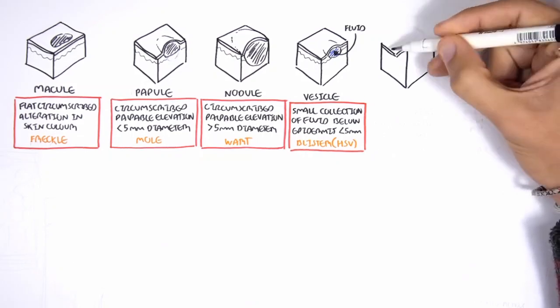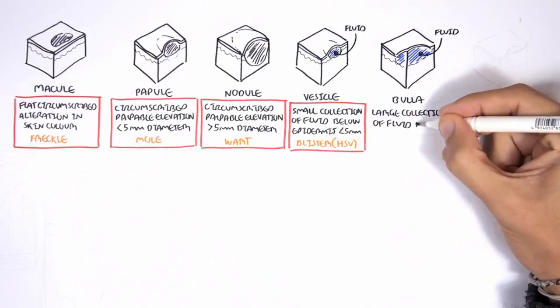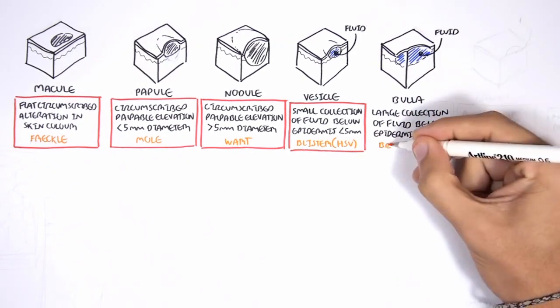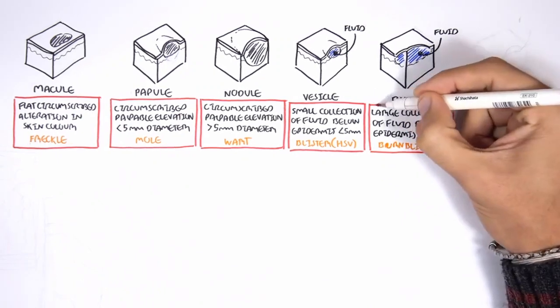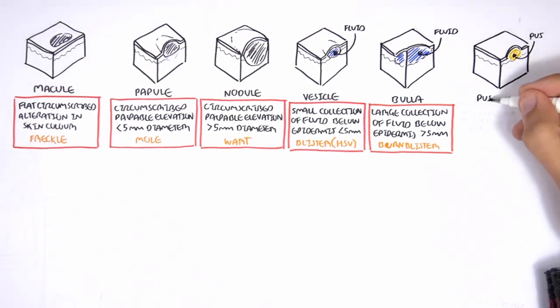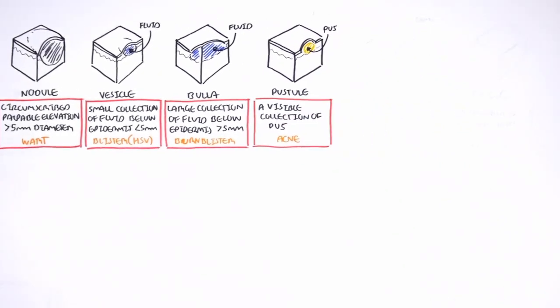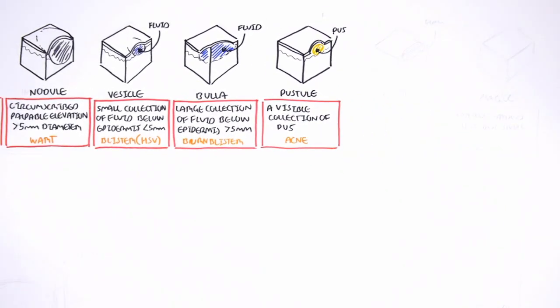If the blister is greater than 5 millimeters, it can be referred to as a bulla. A bulla is a large collection of fluid below the epidermis, greater than 5 millimeters. An example of this is a burn blister. Remember that a vesicle and a bulla are a collection of fluid below the epidermis. A pustule is a visible collection of pus. A pustule can be acne, for example.